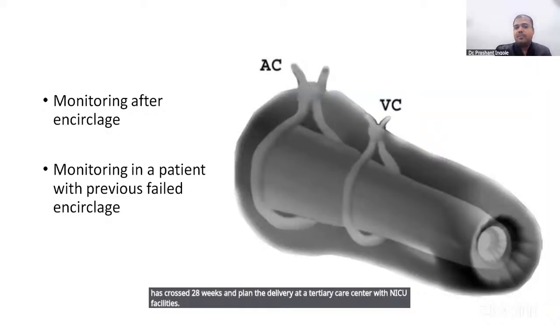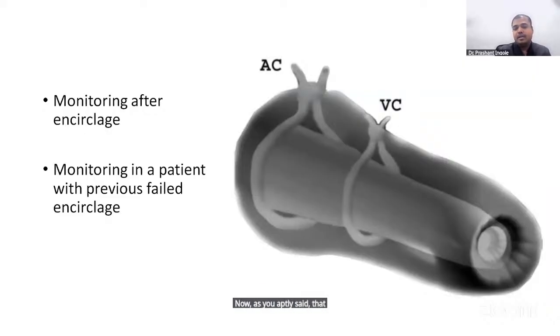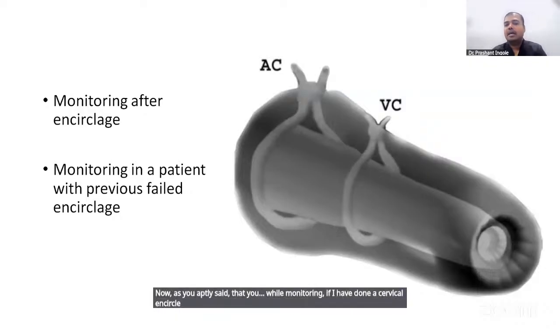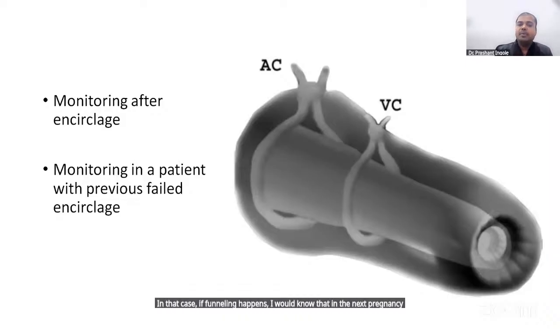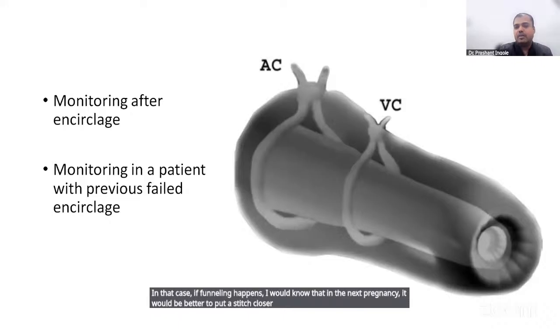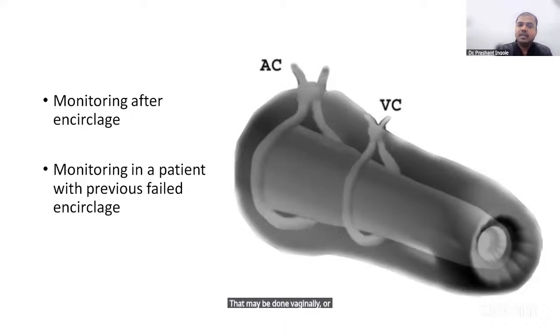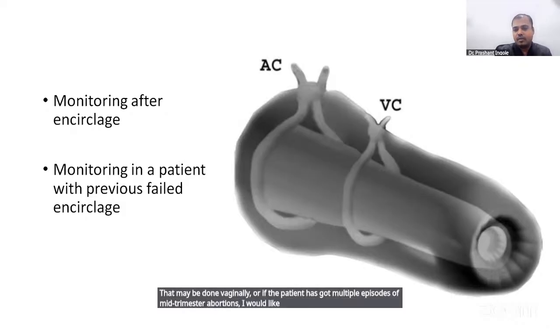Now, as you aptly said, while monitoring, if I have done a cervical encirclage and I have sent the patient to a sonologist, I should know where the stitch has been put, whether it has been put closer to the internal os or whether it is far away from the internal os. If it is very far away, the efficiency of the cervical stitch is less. In that case, if funneling happens, I would know that in the next pregnancy, it would be better to put a stitch closer to the internal os. That may be done vaginally, or if the patient has got multiple episodes of mid-trimester abortions, I would prefer to go ahead with a laparoscopic cervical encirclage in such cases.